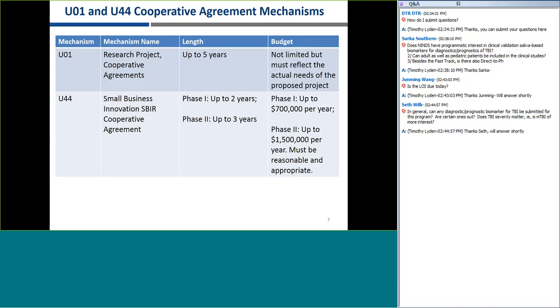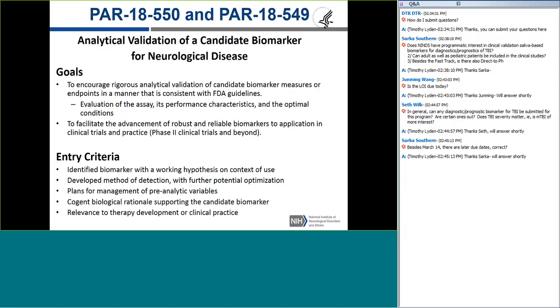In terms of the small business version, the U44, phase 1 is up to 2 years, phase 2 is up to 3 years. Phase 1 is up to $700,000 per year. Phase 2 is up to $1.5 million per year. But again, must be reasonable and appropriate. And again, it's something that is a decision point that we make as we're about to fund. Okay.